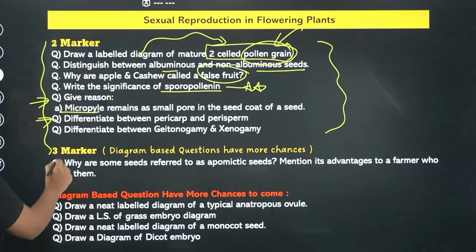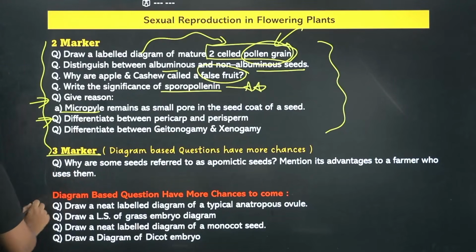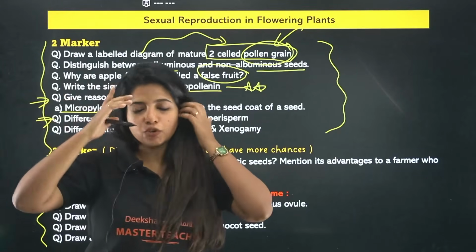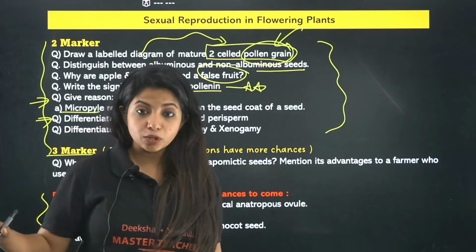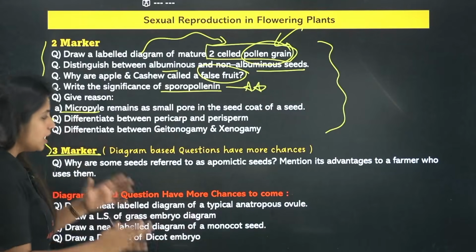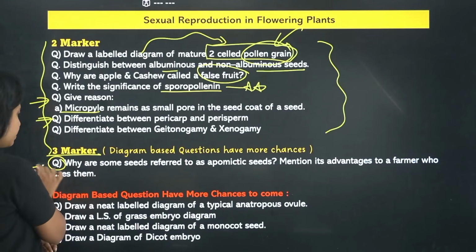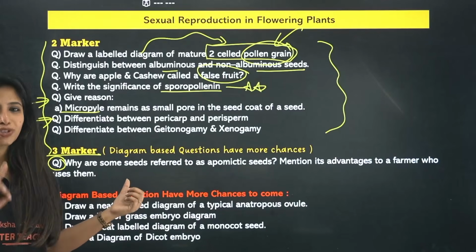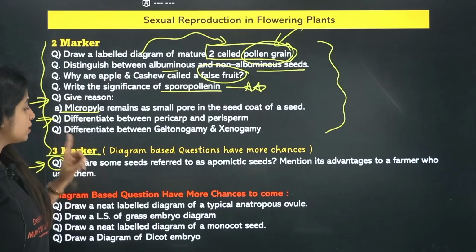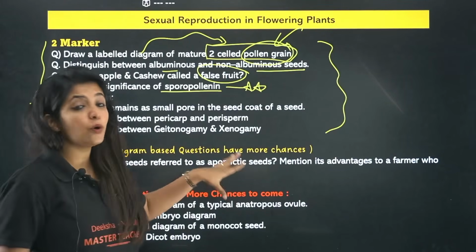Deal. Fine. Now the 3 marker questions that we have are mostly diagram based questions. In your midterm or probably your boards, you can expect a 3 marker diagram based question. In FA1 things could change, but anyway, I'll show you the important diagram based question. I'll show you a question that came the previous year in 3 marker session which was not diagram based as well. So the question was, why are some seeds referred to as apomictic seeds?